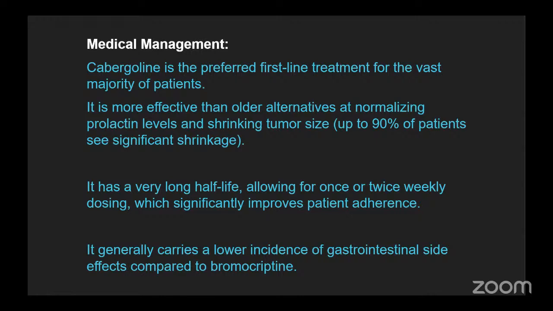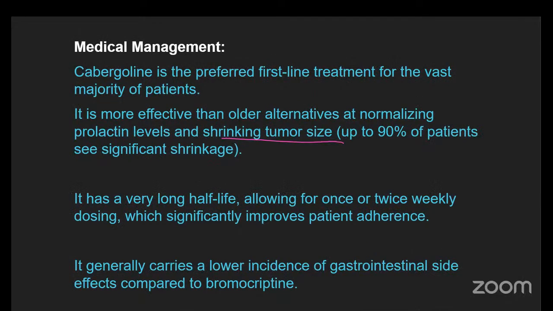The shrinking of the tumor, which is the remission of the tumor, is a lot higher. It goes up to 90%. It has a long half-life, so you only have to dose once or twice a week. And there is a much lower side effect profile, especially the nausea and the vomiting that is highly associated with bromocriptine and is often the reason for discontinuation of bromocriptine.